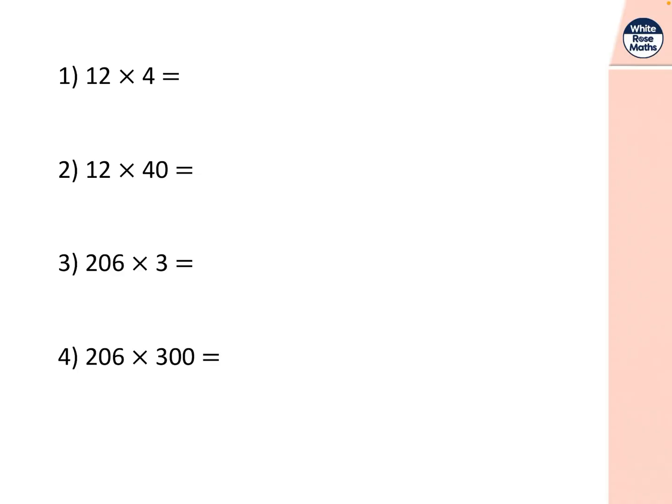So what I want you to do, give these an answer. Do you notice any patterns? Remember the little shortcuts we've been learning. Pause the video, give it a go. Okay, 12 times 4. We know it's 48, so that means 12 times 40, look at the relationship, 10 times larger. Therefore our answer is going to be 10 times larger, 480. We're going to work this one out. We get 618. Look at the relationship, 100 times bigger. So we need to make our answer 100 times bigger. There you go.